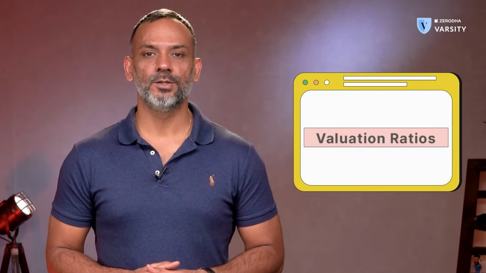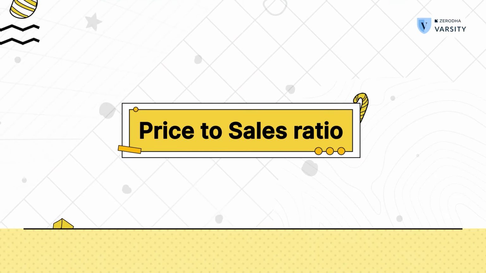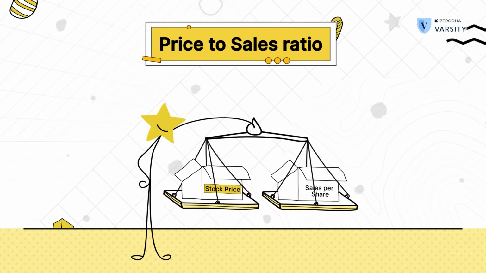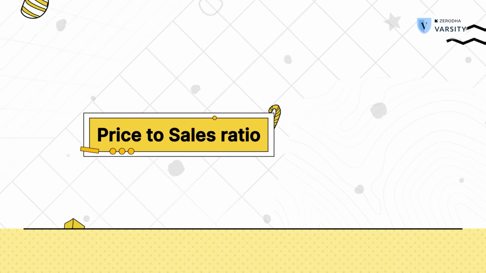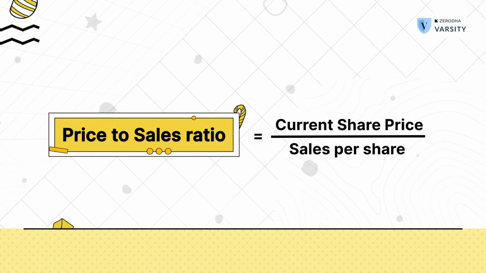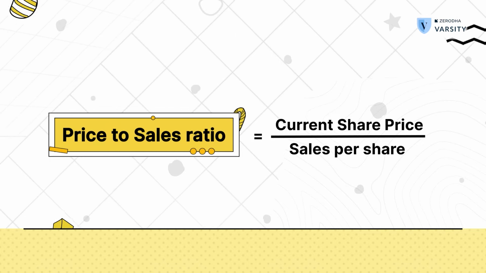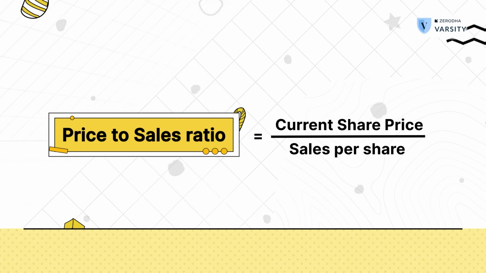We now focus our attention on the valuation ratios. Valuation ratios help us understand how cheap or expensive the stock is trading, and we use this information to make an investment decision. The first valuation ratio that we'll look at is the price to sales ratio of a company. The price to sales ratio helps us compare the stock price of the company with the company's sales per share. The formula to calculate the price to sales ratio is the current share price of the company divided by sales per share, which also means we first need to calculate the sales per share of a company before we can calculate the price to sales of a company.